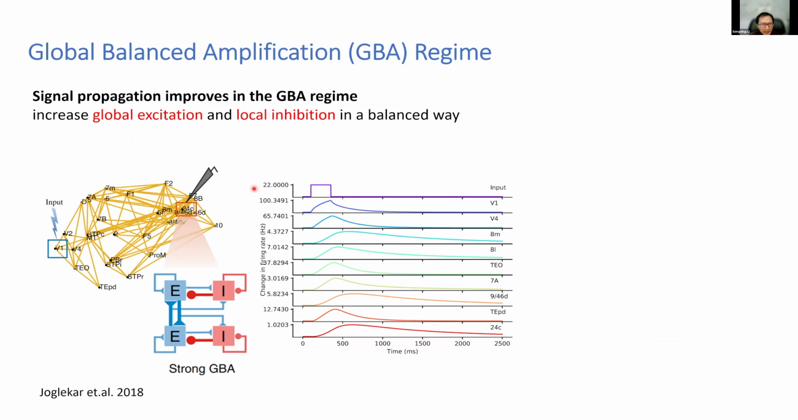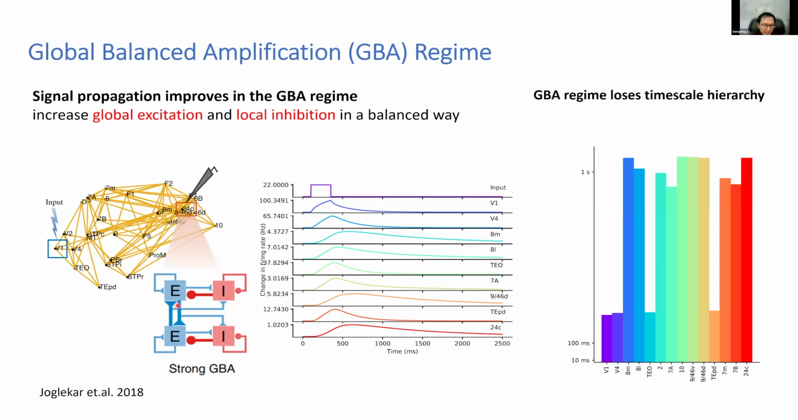So in order to achieve reliable signal propagation, one solution is to tune the parameter to another regime called global balanced amplification. Basically, it's just to increase the E to E connection between two areas. Meanwhile, we increase the I to E connection within one area. So the increase of strength is in an EI balanced way, but the effective interaction will be increased. So in that case, we can see when we give a pulse input to V1, indeed, in high order areas, the firing rate can be a few hertz, which is reasonable in the brain.